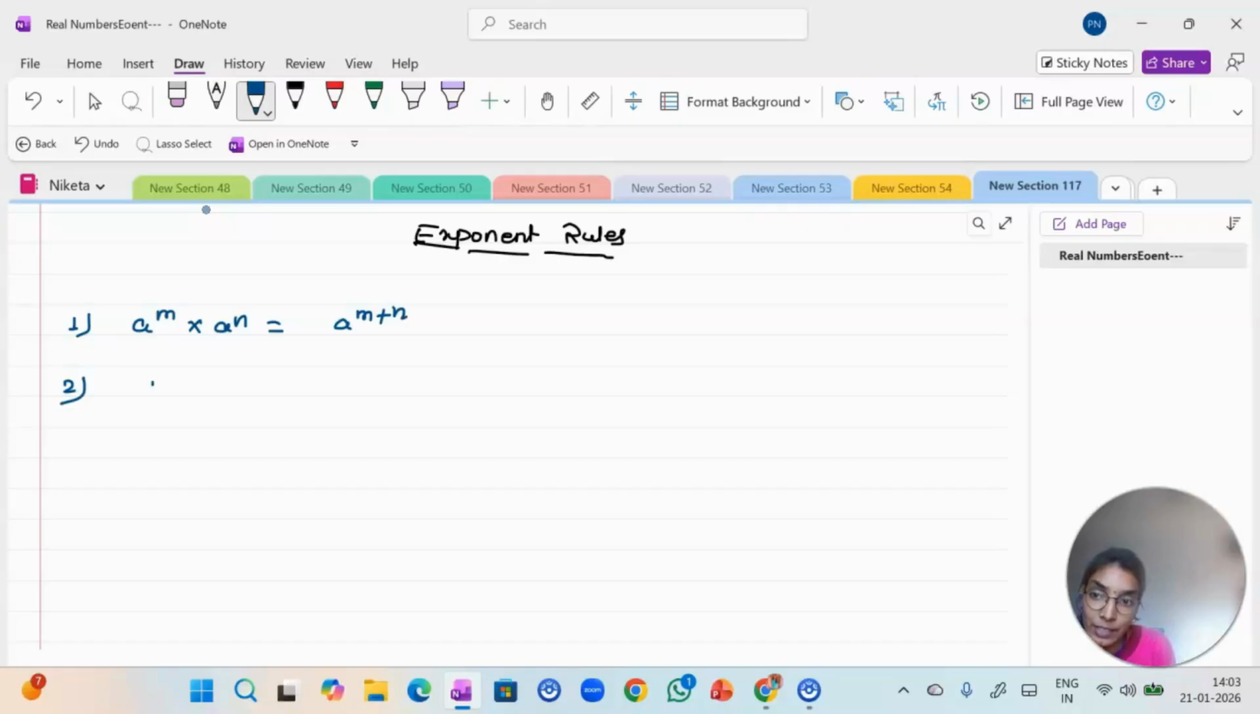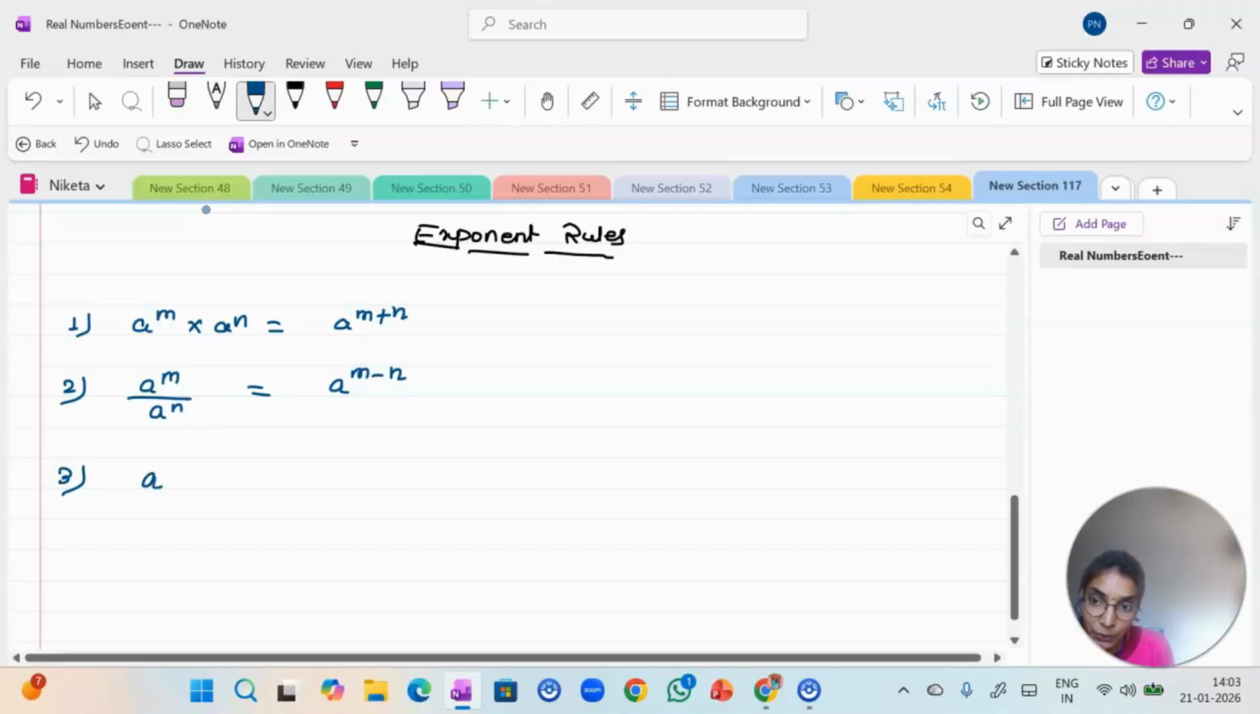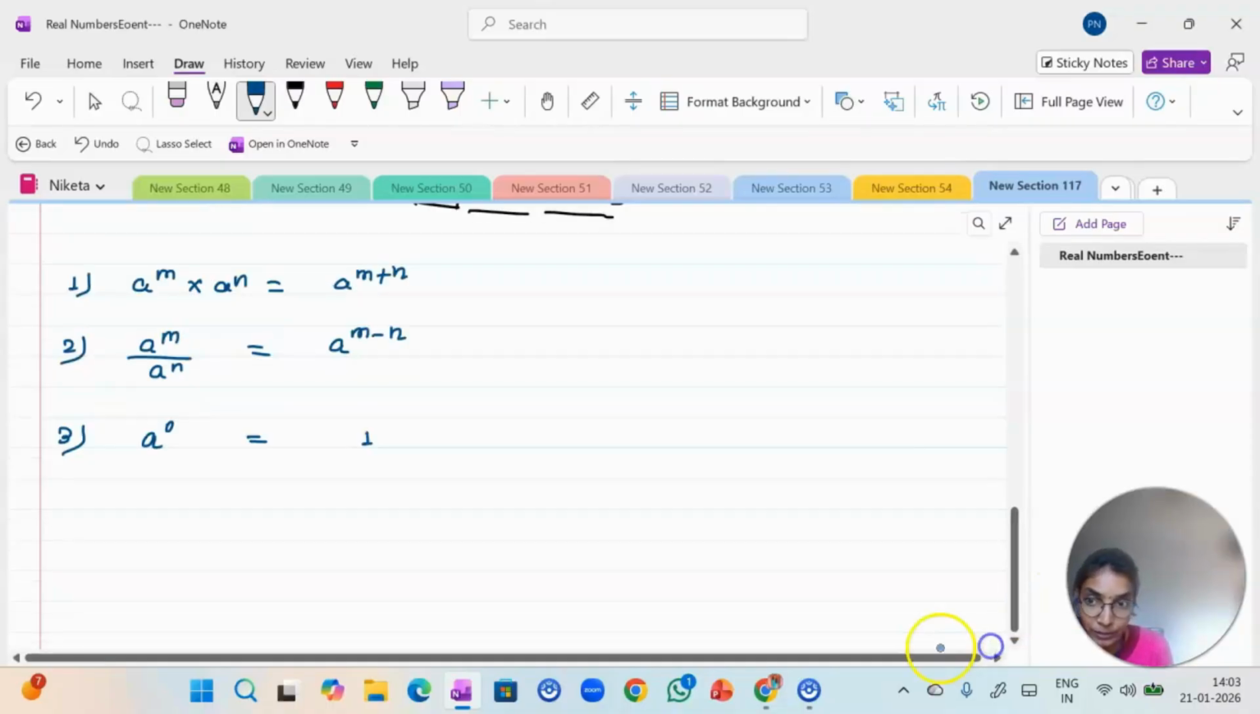The second one is a to the power m over a to the power n. You can write it as a to the power m minus n. The third one is if a to the power 0 is given, you can write it as equal to 1. The fourth one is if a to the power negative n is given, you can write it as 1 over a to the power n.